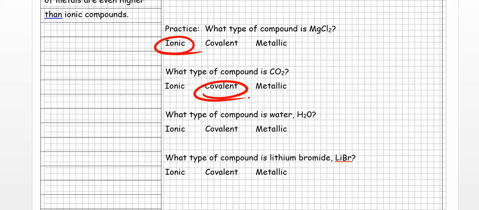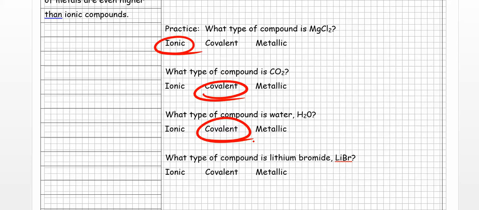What type of compound is water? Well, I neglected to tell you this before, but water is a little trickier. Actually, hydrogen is a little tricky, because the rule that I've been using is if one is on the left and one is on the right, it's ionic. But actually, hydrogen is an exception. So let's bear in mind, anytime hydrogen is involved in a bond, it's going to be covalent. Even though hydrogen is on the left-hand side, it's going to be covalent.